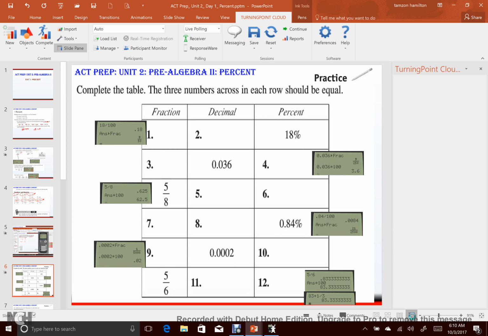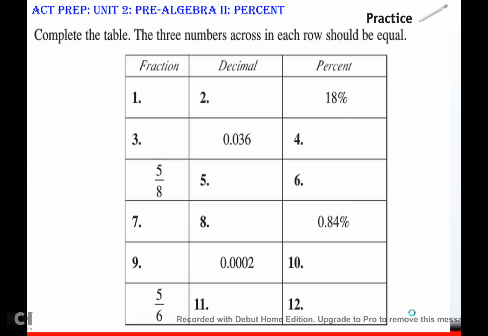So next, we're going to talk about completing this table. The 3 numbers across in each row should be equal. So they gave me 18%. As a decimal, you move it 2 places over. It's going to be 0.18. And then that's going to be 18 over 100, which will reduce. And our calculator will help us. So I do 18 divided by 100. There's my decimal, 0.18. And as a fraction, it reduces down to 9/50.